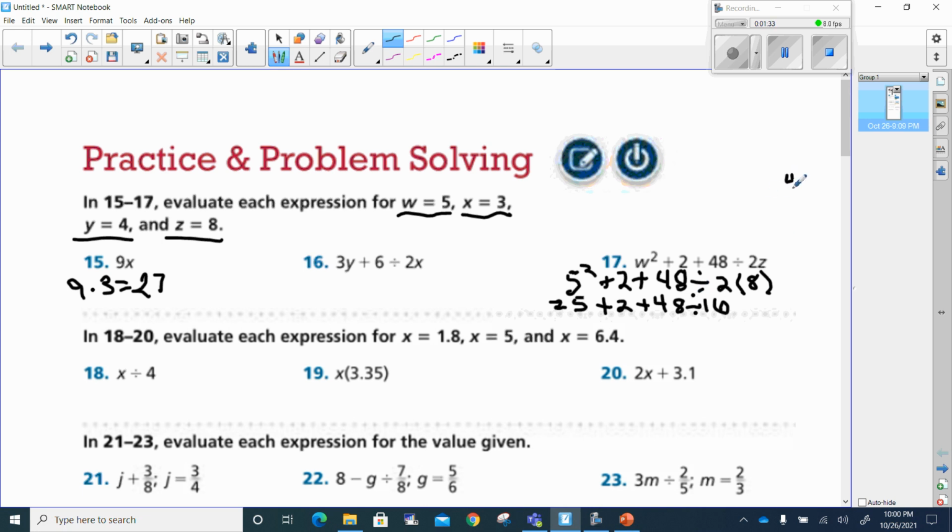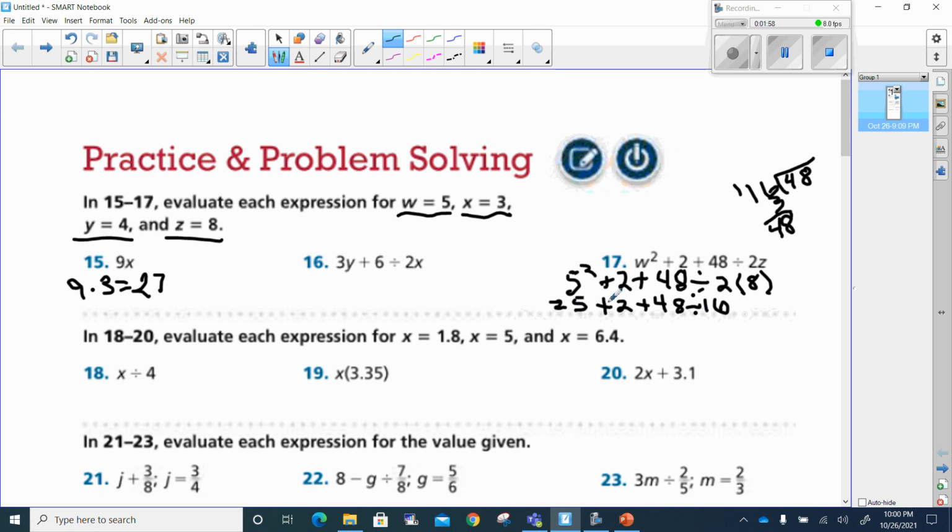I'm going to prove it to you. 48 divided by 16. If I multiply this 16 to 3, 3 times 6 is 18. Carry the 1. 1 times 3 is 3, and plus 1 is 4. There's our 48. So as I said, this is going to be 3.